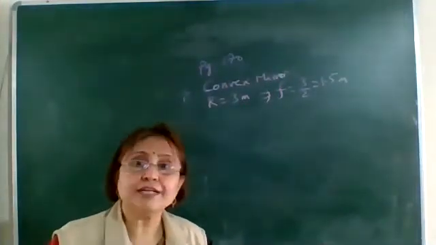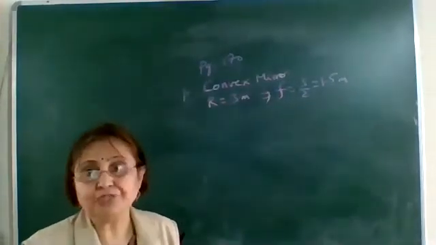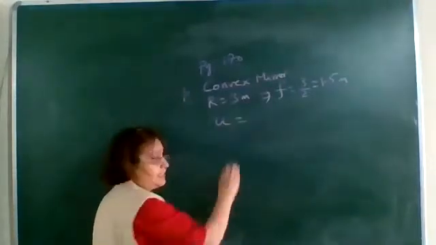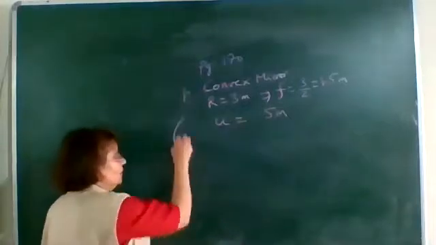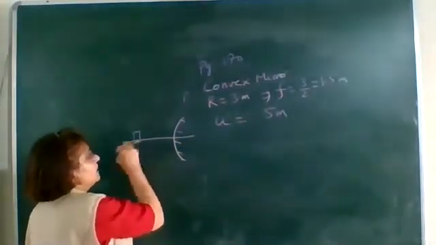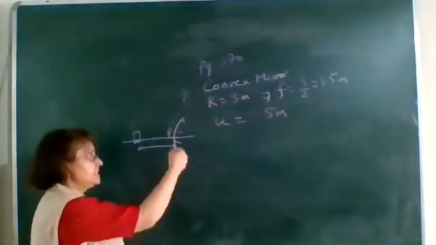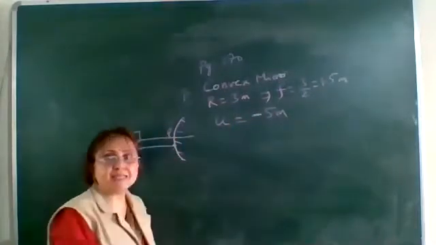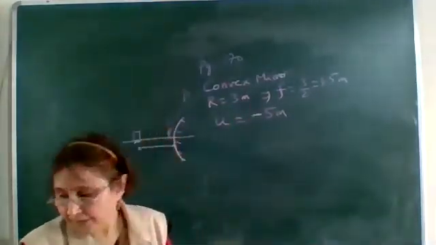If the bus is located at 5 meters, now what is the bus? The bus is the object, located at 5 meters. It means it is the object distance. The object distance is 5 meters. Here is the convex mirror, and here is the object, the bus. You are moving towards the left, that is along the minus x-axis. So the U distance will be minus 5 meters. These signs are very important.